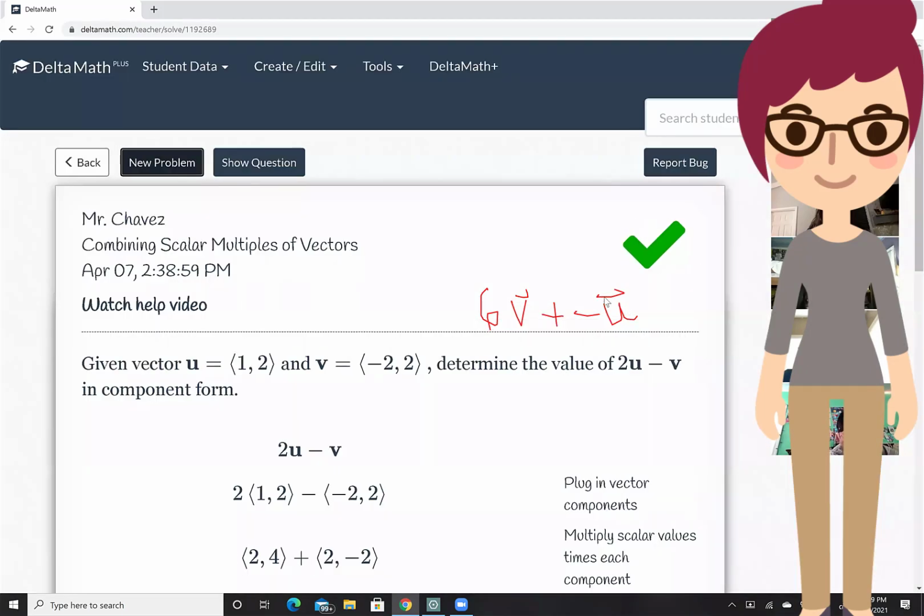And there it is. Sorry, guys, if this 6v plus negative u bothers you. I know that I've been told, like, Chavez, erase it. It's bothering me. It's not even part of the problem. So let me go ahead and do that now before we start getting hate mail. All right, there it is.